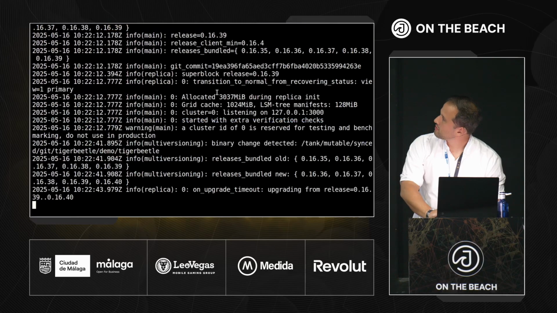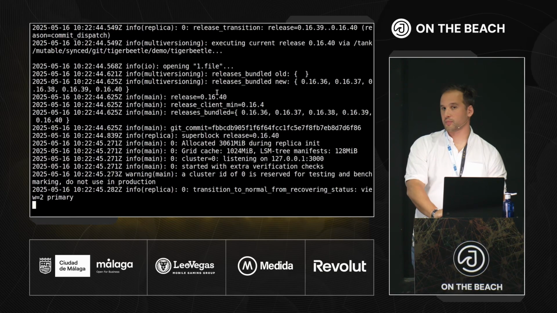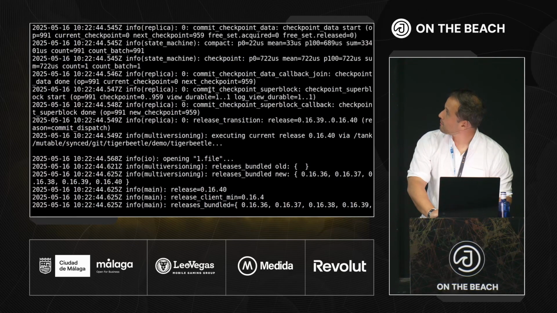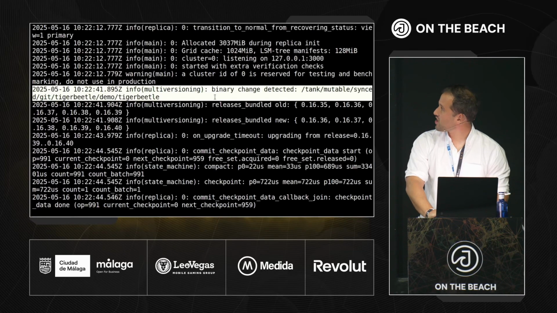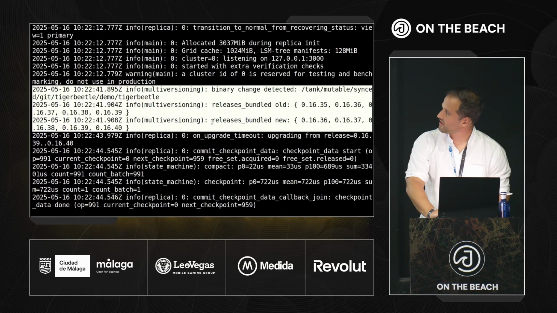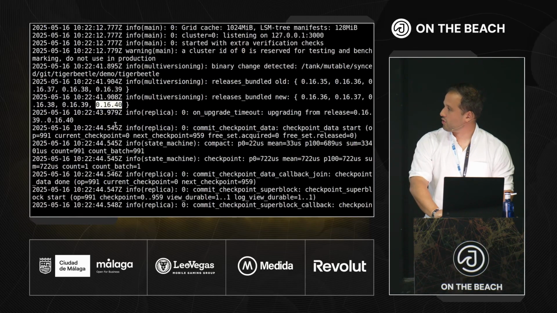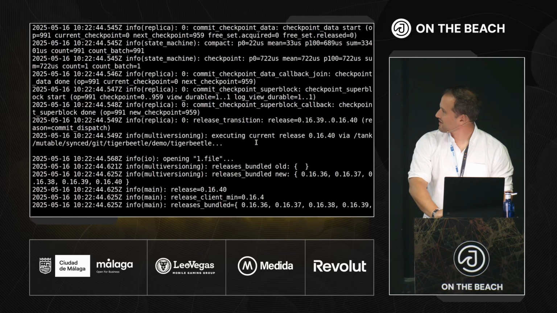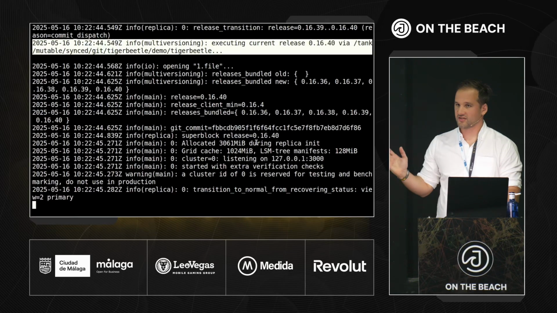Cool. So what's just happened here is TigerBeetle has noticed that its binary has been updated on disk. It has, if I scroll up here, yeah, detected that the binary has changed. It's gone from those releases to those releases. We can see we now have 0.16.40. It automatically kicks off the upgrade process, and then it actually re-executes itself. And it's now running on the latest release automatically.